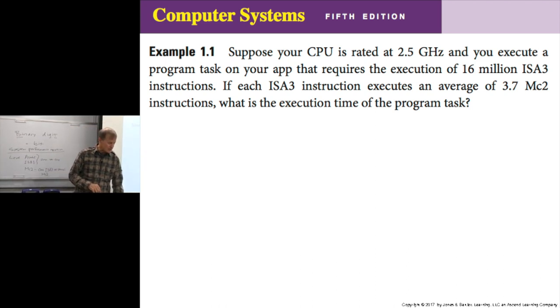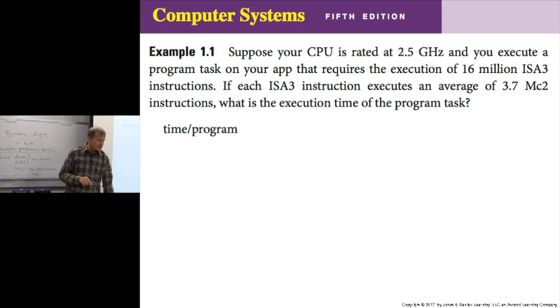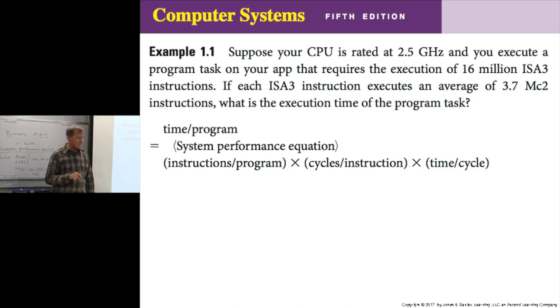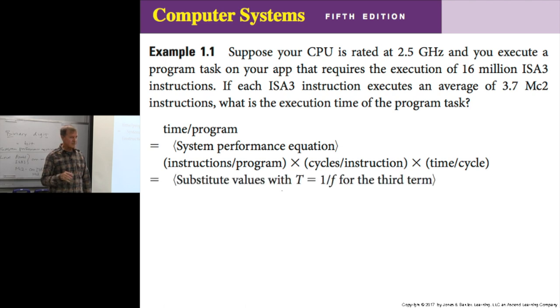Well, you use the system performance equation. The time per program equals what? By the system performance equation, it's the instructions per program times the cycles per instruction times the time per cycle. Is everybody clear? It's all just multiplication. We're not doing integrating or summation. Okay? And so how do you plug in those numbers from that data? Substitute the values with t equals 1 over. So what would the instructions per program be? 16 million. So that's 16 times 10 to the 6.